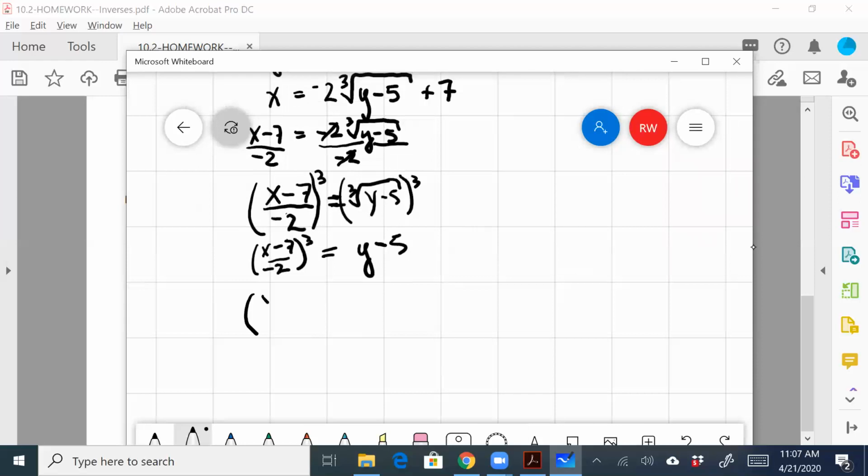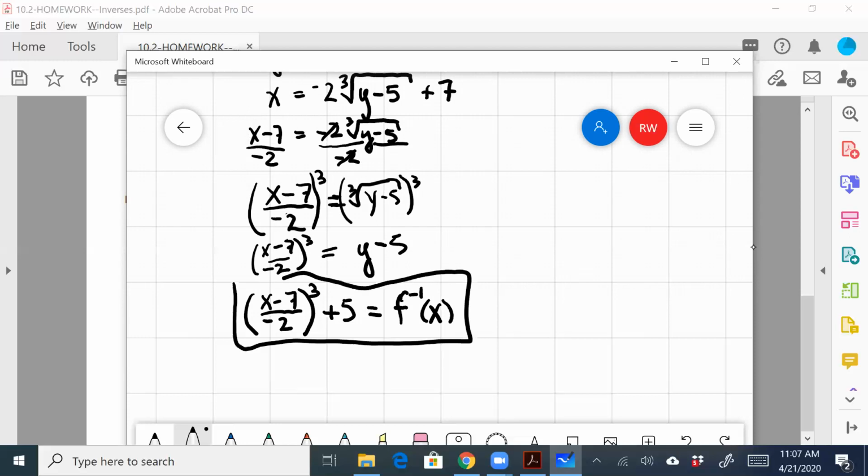Would the positive 5 be out of the parentheses or in the parentheses? It would be outside the parentheses. Plus 5 equals y. And at this point, I'm going to skip that last step where I rewrite it, and just say f negative 1, or the inverse function of x, is equal to all of this. And that's right.